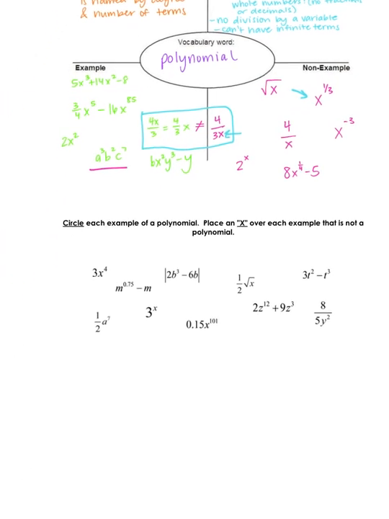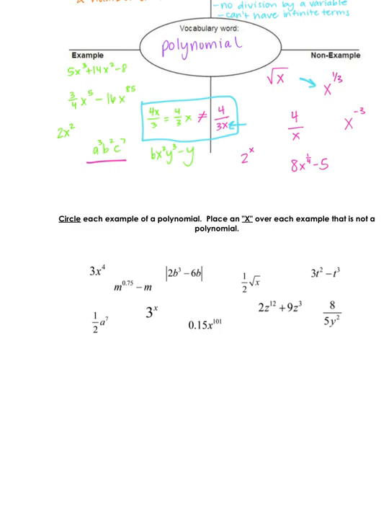So if you look at the bottom here, we've got several examples. It wants us to circle the ones that are polynomials and put an X over the ones that are not. I'm going to go ahead and start with the ones that are not. One thing that I know is that I cannot have a fraction or a decimal in my exponent, so I can go ahead and eliminate this one right here. I also know that I cannot have a radical, so that one can go.